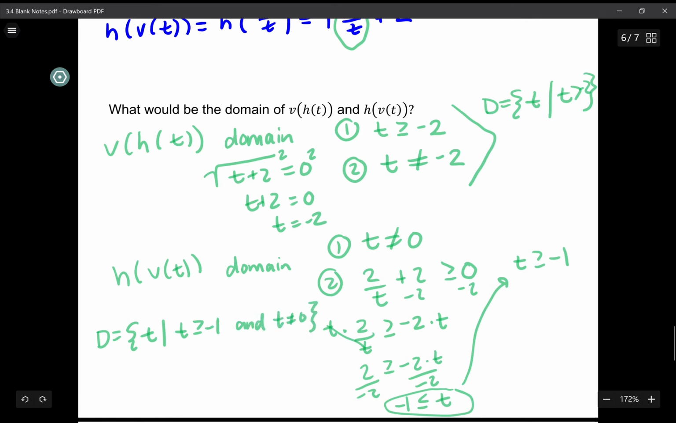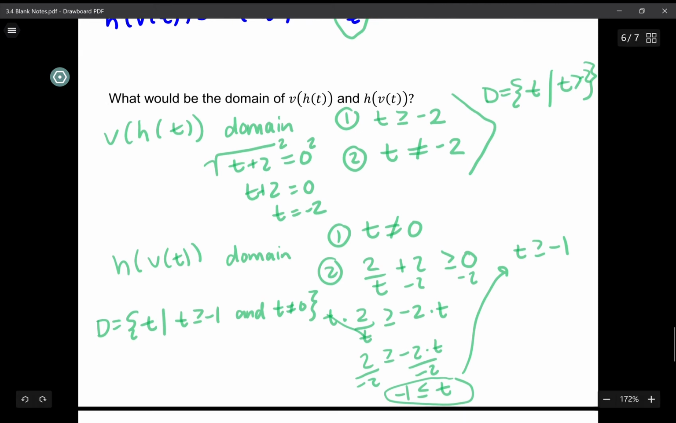So you could write it this way. If you wanted to write it in interval notation, it would be square bracket, negative 1, up to 0 but don't include it, union that with 0 to infinity. That's the way you would write it using interval notation.